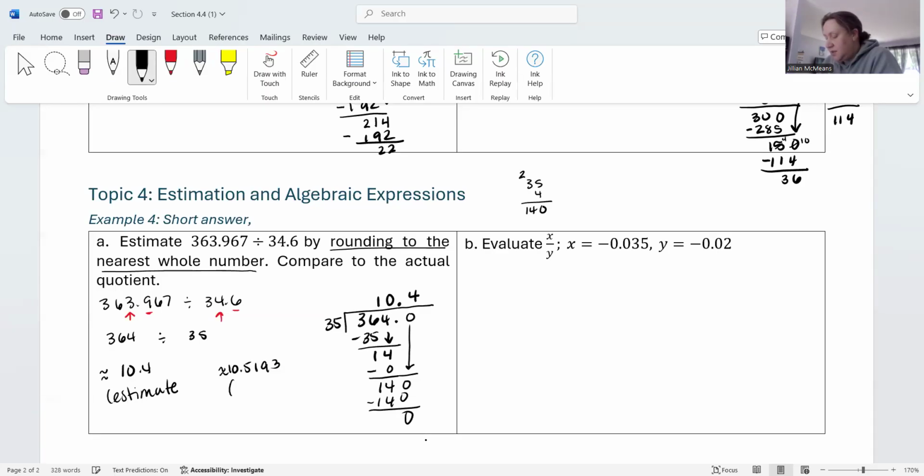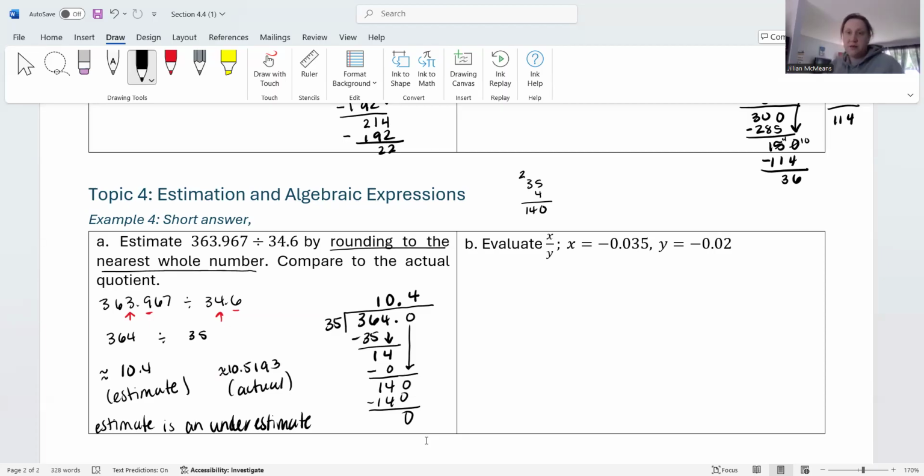10.5193 is the actual. So the direction said round to the nearest whole number, estimate, and compare to the actual quotient. Well, our estimate is definitely less than the actual quotient. It's not too far off, but it's certainly less. So we would say the estimate is an underestimate. Still pretty close, okay? Not too bad, but still an underestimate, okay?